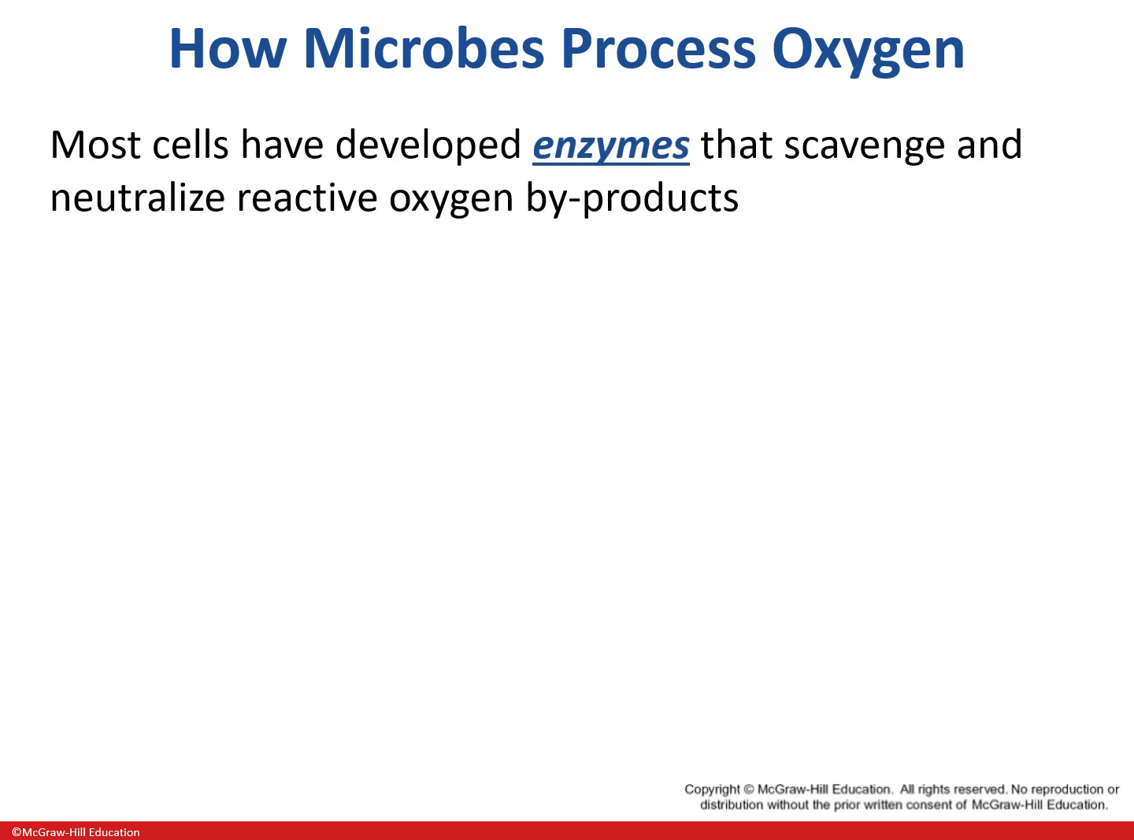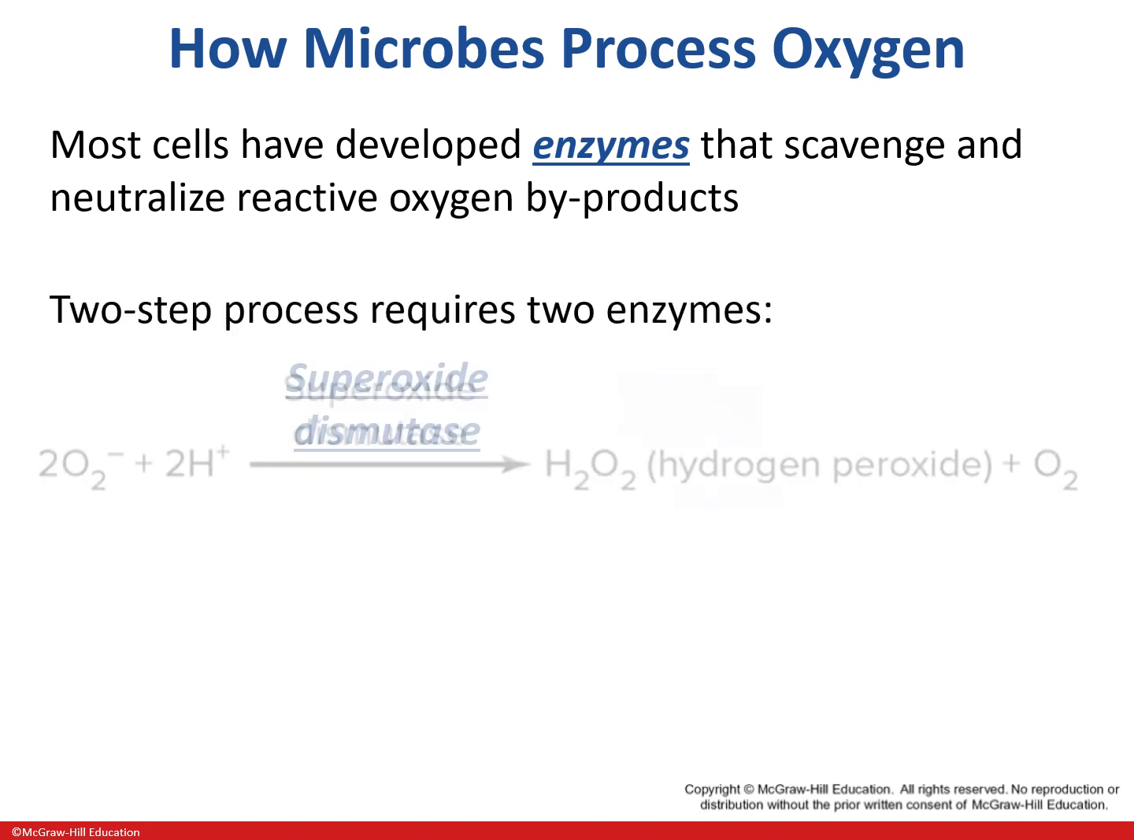So because it's toxic, those cells that are exposed to it have developed enzymes. If you don't have an enzyme that can detoxify it, it's problematic. These enzymes typically can deal with these oxygen forms in one of two ways, or in a sequence of two steps. This very common enzyme found in microorganisms is called superoxide dismutase, and very often you'll just see this abbreviated as SOD.